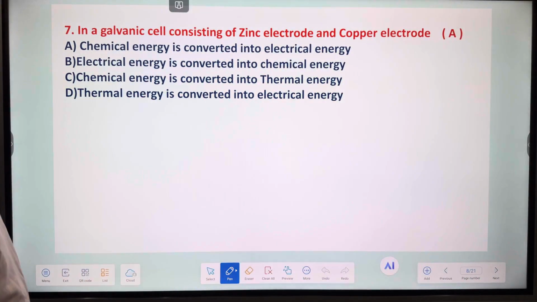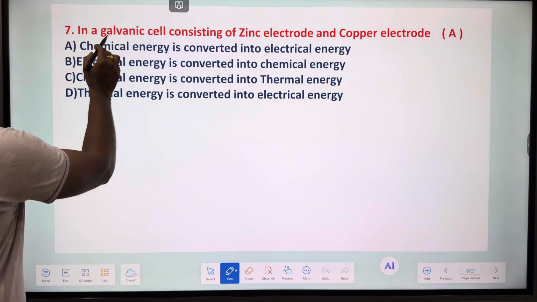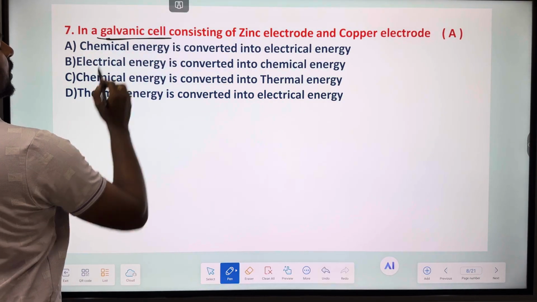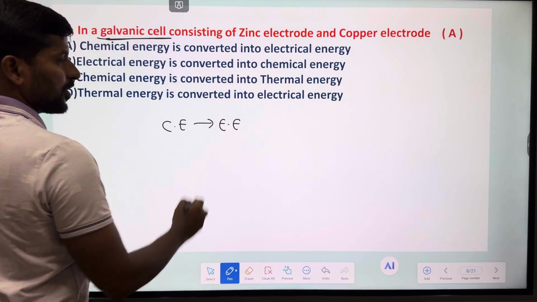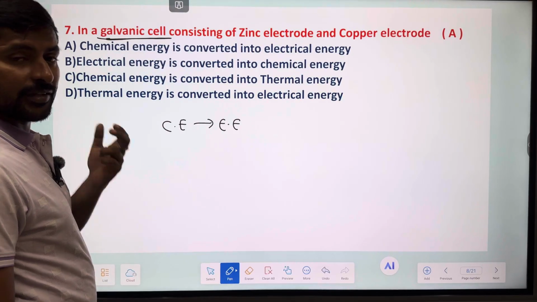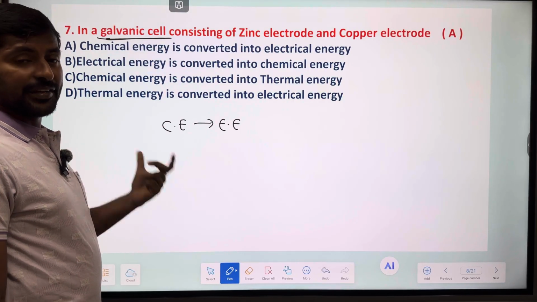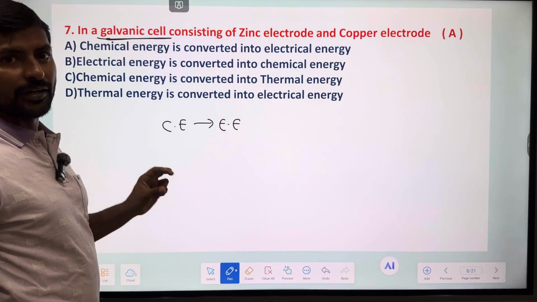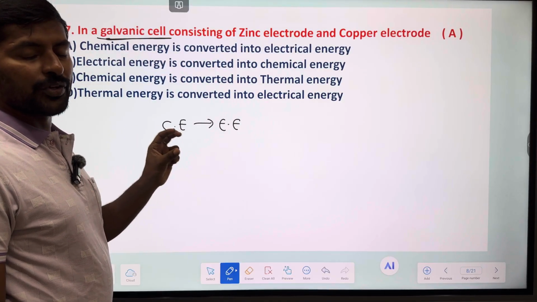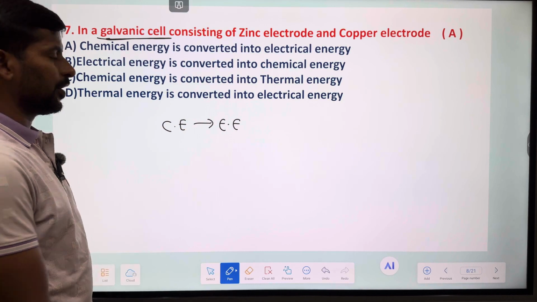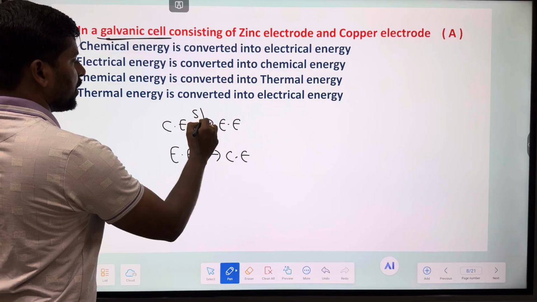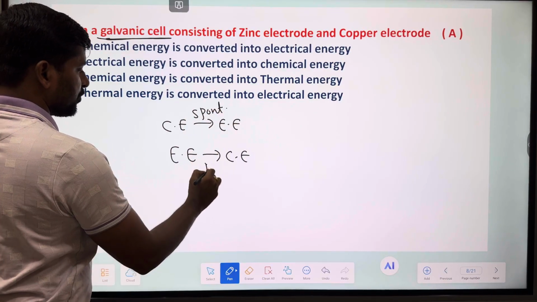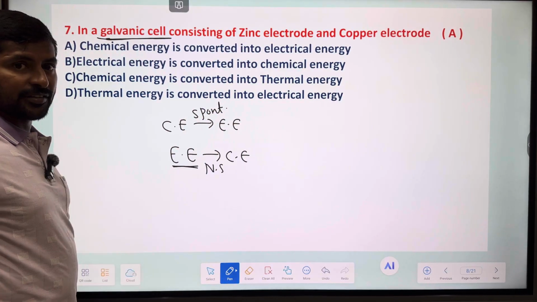Next one, in a galvanic cell consisting of zinc electrode and copper electrode, galvanic cell is mentioned. So what happens in galvanic cells? Chemical energy is converted to electrical energy. If you take an electrolytic cell, which procedure do we carry out? Electrolysis. In electrolysis, electrical energy is converted to chemical energy. This is spontaneous and here it is non-spontaneous, since without supplying electrical energy, it cannot occur.